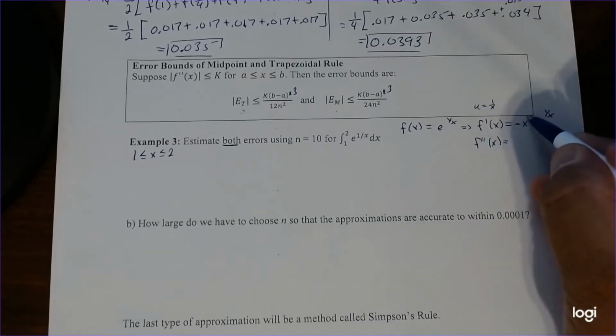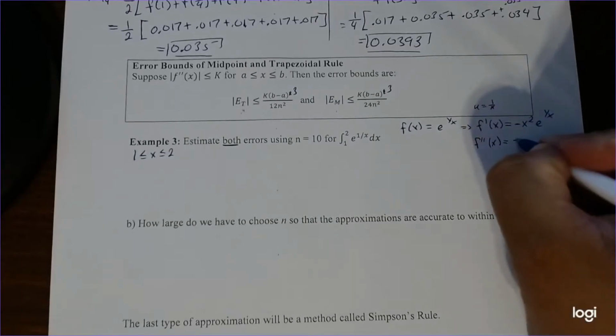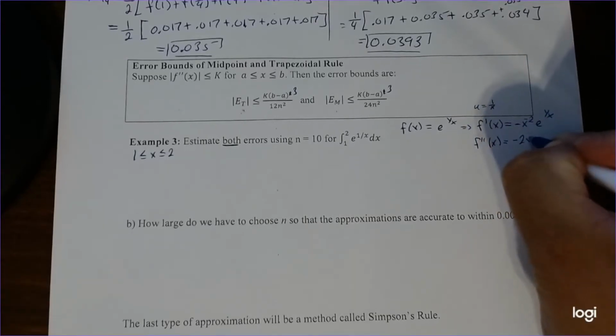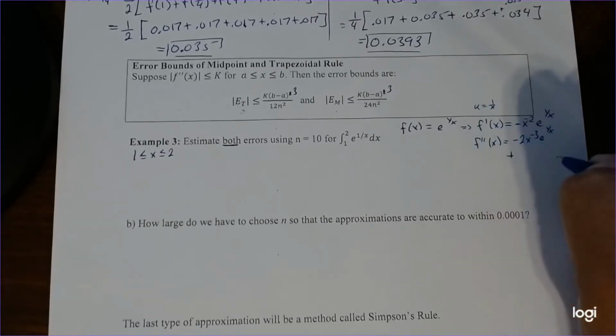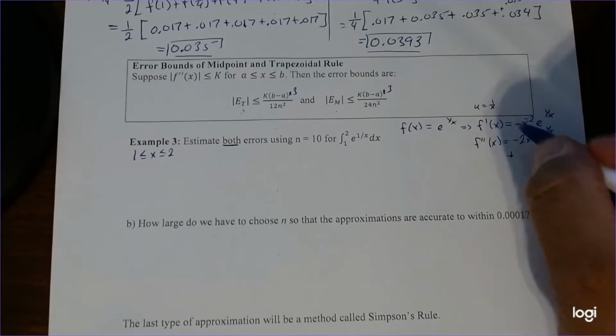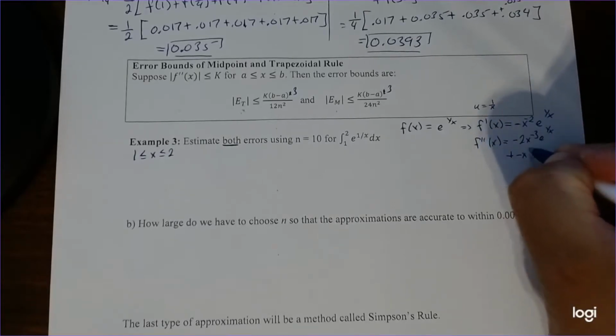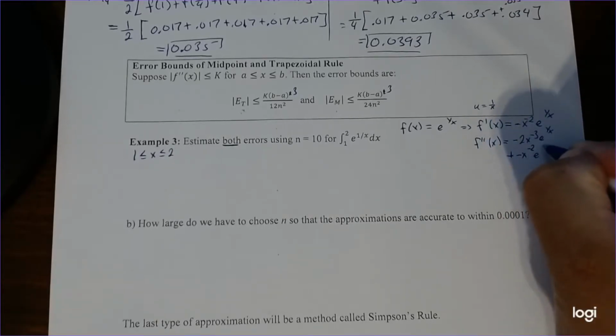So if we take the derivative here, this is going to be minus 2x to the negative third power times this, and then the derivative of this, so minus makes plus. The derivative of this one is going to be, again, the same process, so minus x to the negative 2 e to the 1 over x times another that.